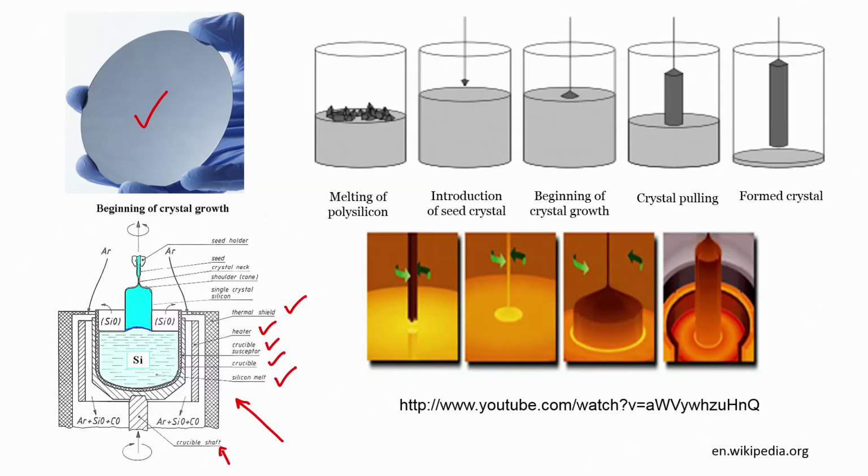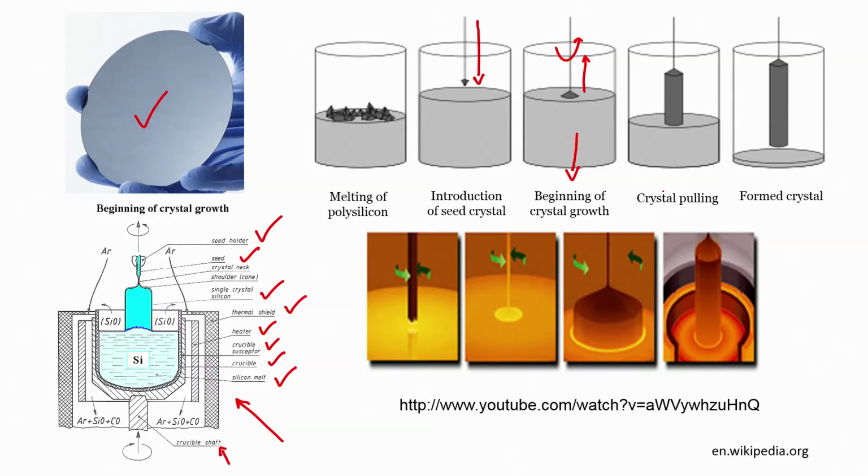Now, we dip a seed holder with a seed crystal, like this, inside this hot molten polysilicon. When it is dipped, and when it is pulled back with rotation, it starts forming a single crystal. The seed crystal is a single crystal; you dip it into the molten polysilicon and start pulling it off with a rotation, and the crystal starts growing. So, this is the beginning stage of the crystal.